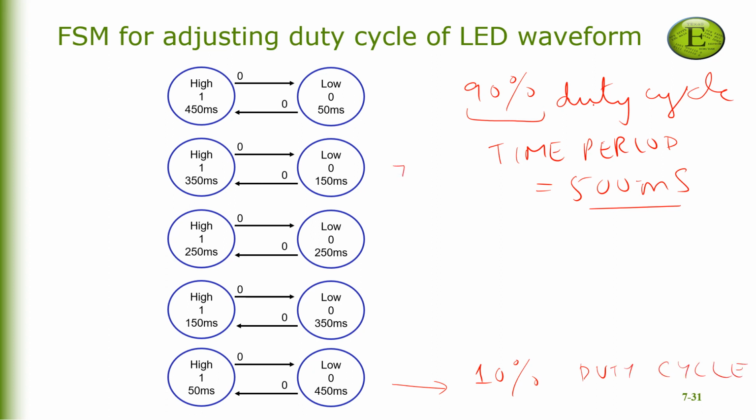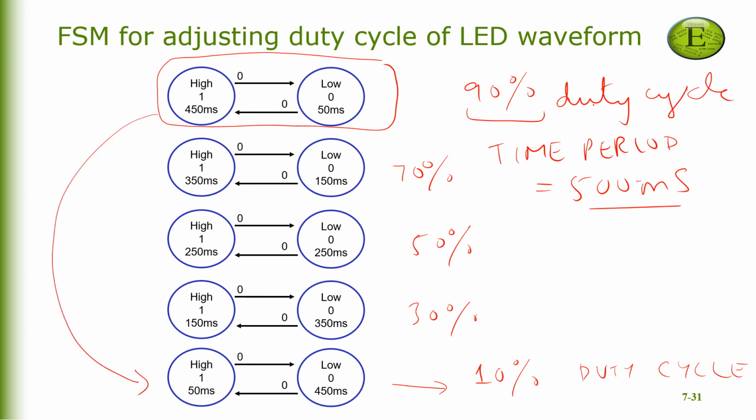This one corresponds to the 70% duty cycle. This is 50% and this is 30%. So we have a couple of states, on and off, for each value of the duty cycle. The question is, how can we connect? How can we go from one pair of states to another? Let's say from 90 to 10% or from 10 to 30%. How can we transition from one pair of states to another?